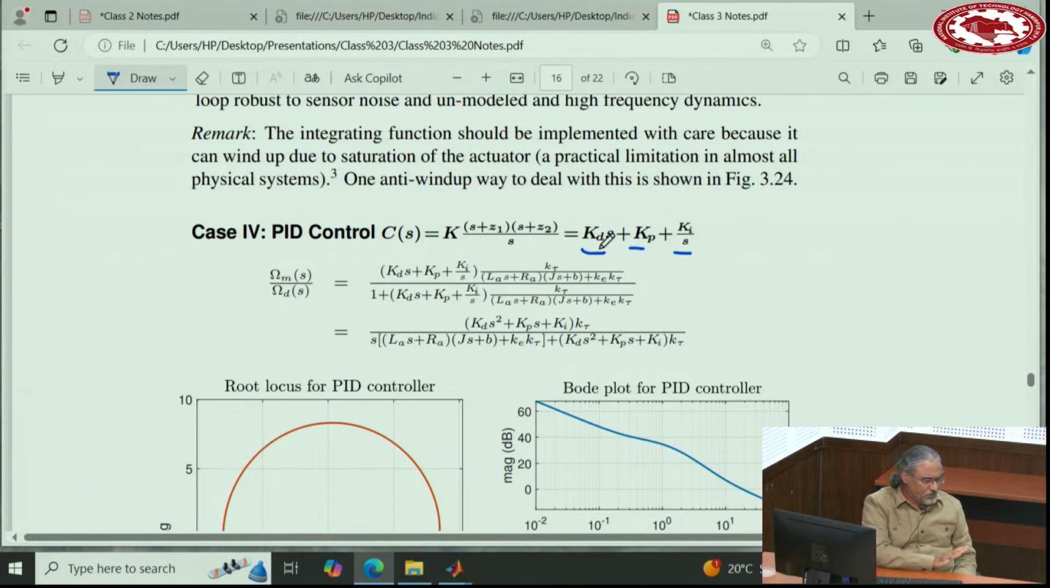And this PID controller gives you 3 degrees of freedom: proportional, integrating, and derivative. If you design these 3 properly, you can maximize the benefit from this feedback loop in terms of speed of the response, in terms of the phase margin, delay margin, and those kinds of things, and steady state error.